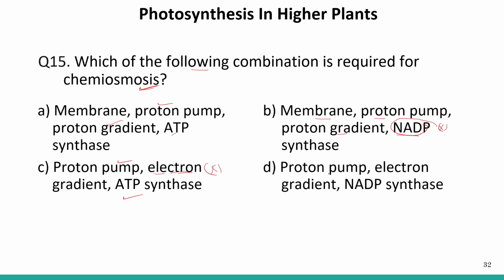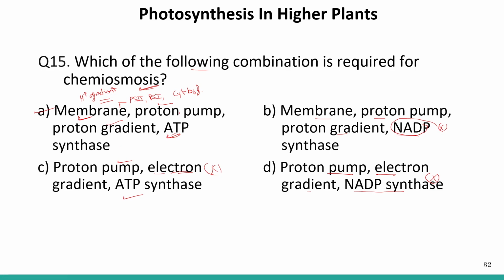And the fourth option is proton pump, electron gradient and NADP synthase. Again, this is not correct. So we are left with option A. Membrane is required because proton gradient is formed across the membrane. Membrane is also required because complexes are present in the thylakoid membrane. All the complexes are present, photosystem 2, photosystem 1, as well as the ATP synthase, and cytochrome b6f is also present in the thylakoid membrane.